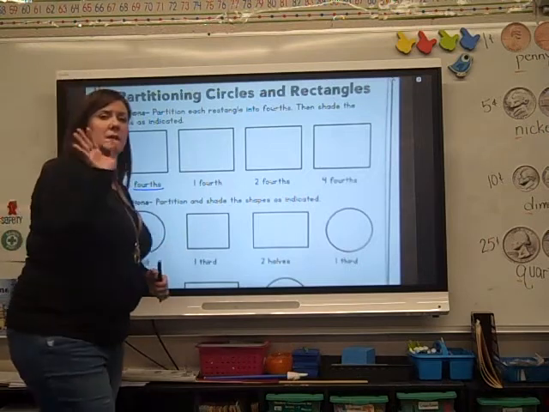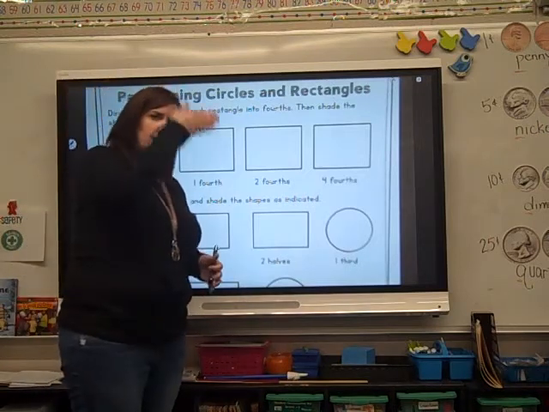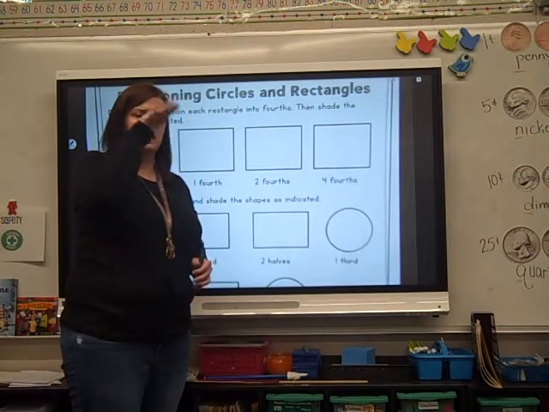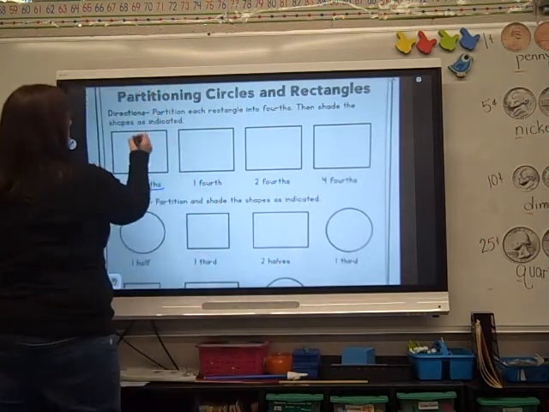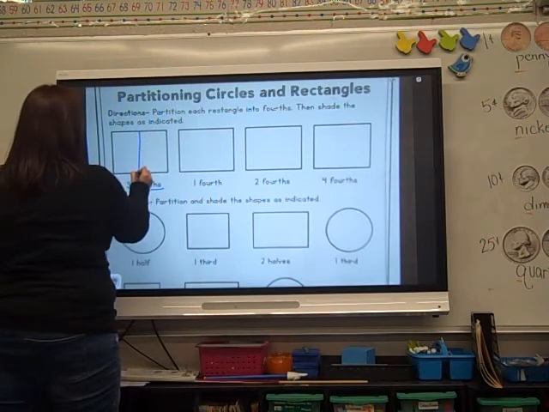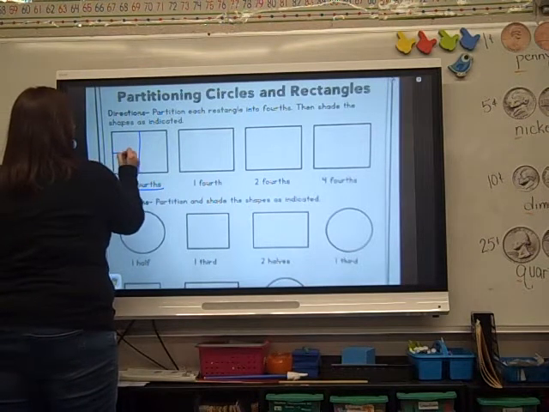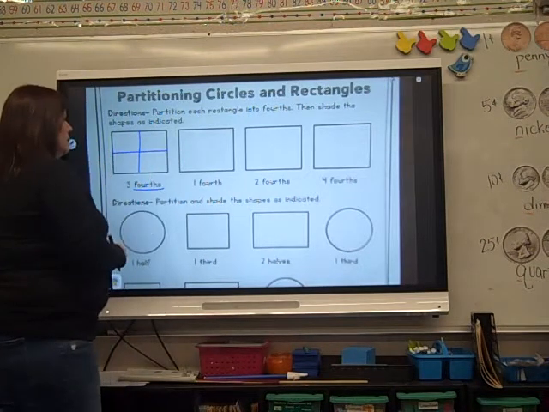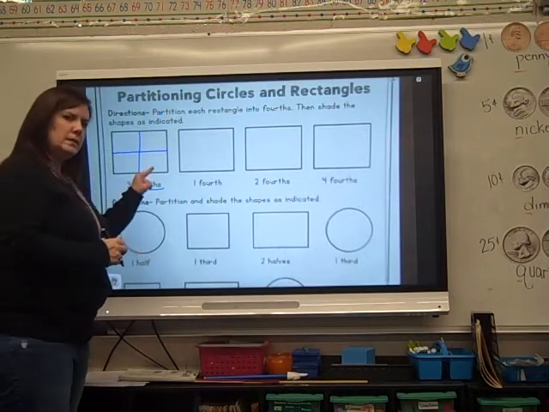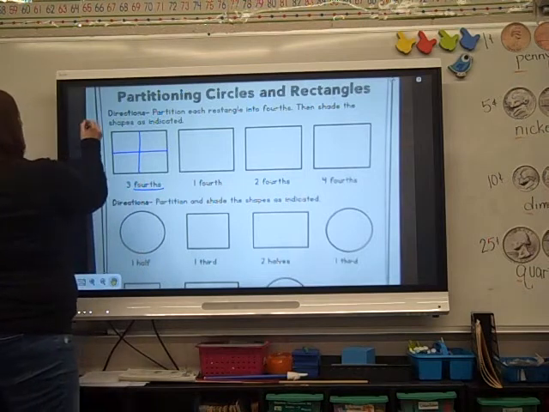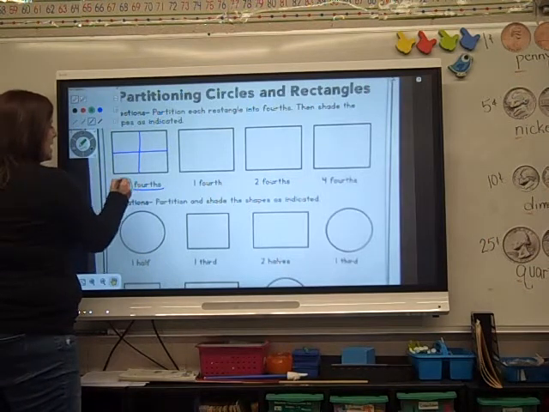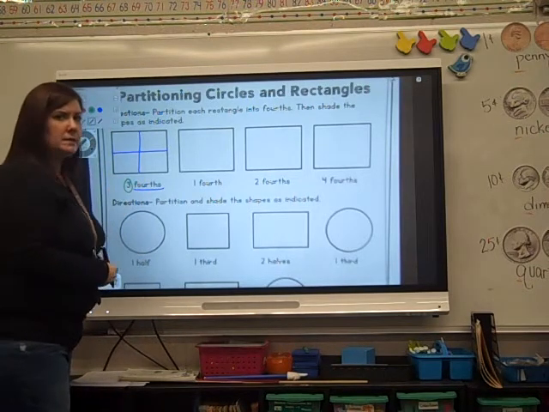Okay, and I'm going to be honest with you. You can cut it into 4 pieces like this or like this, but the easiest way to cut something into 4ths is cut it down the middle, cut it across the middle. So is that 4 equal pieces? Yep. Now it wants us to shade in 3 pieces.